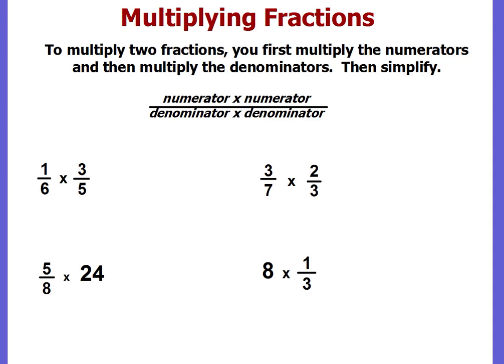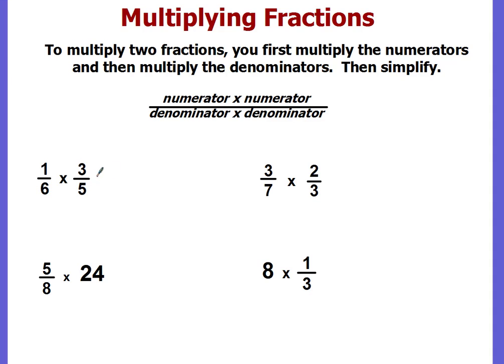To multiply two fractions, you first multiply the numerators and then multiply the denominators. Then you simplify. Yes, it is that easy. Alright, so this is how you multiply: numerator times numerator, denominator times denominator. So let's get into practicing.